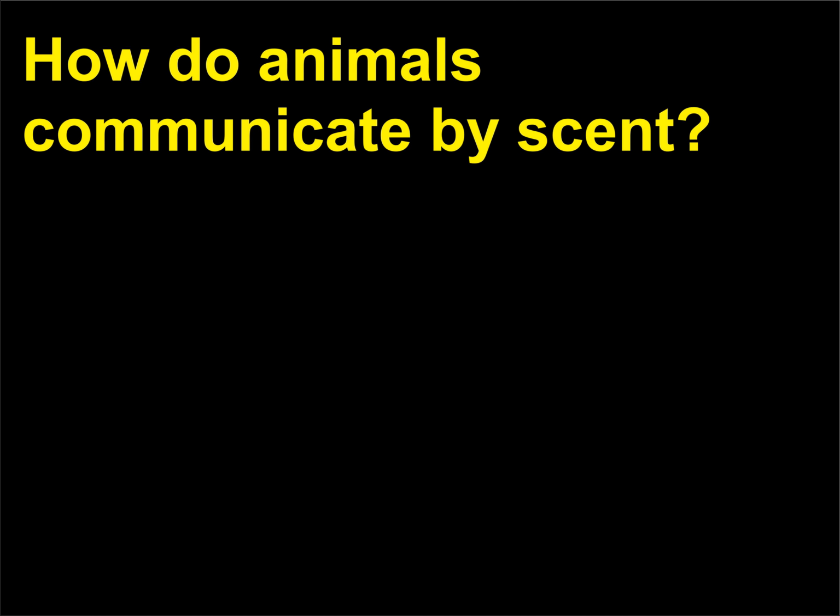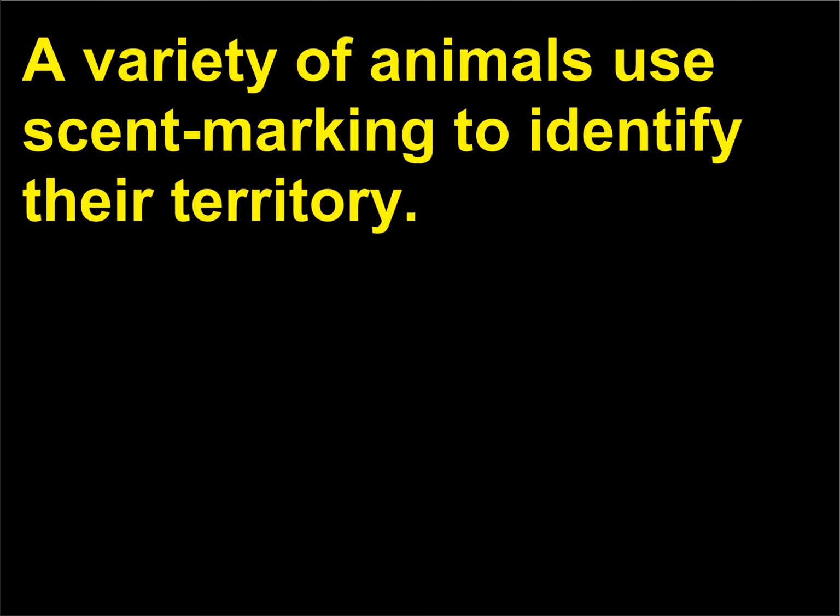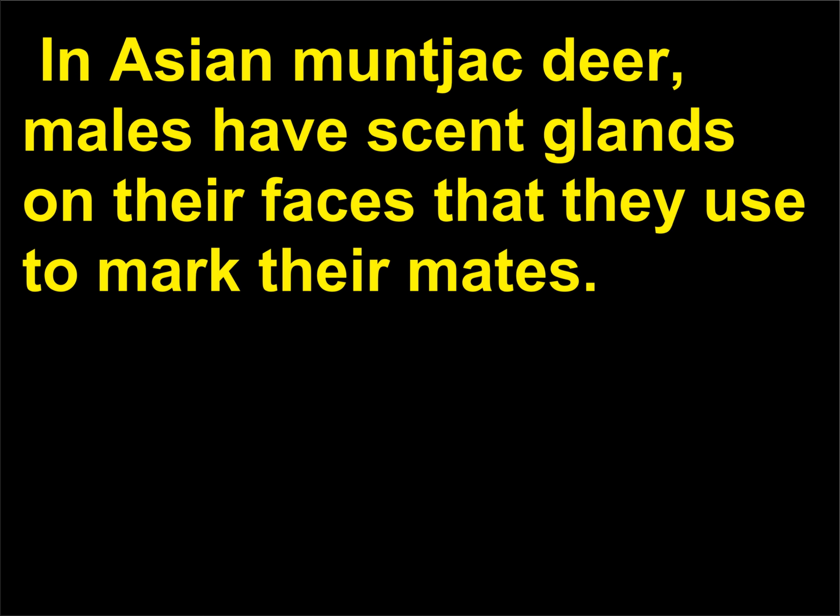How do animals communicate by scent? A variety of animals use scent marking to identify their territory. Some use scent marking for possessions. In Asian muntjac deer, males have scent glands on their faces that they use to mark their mates.